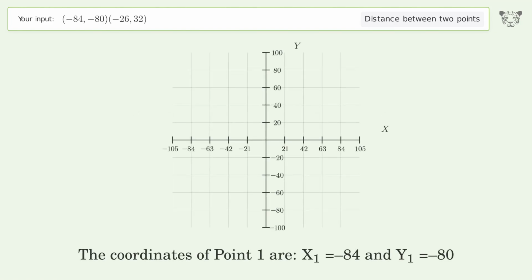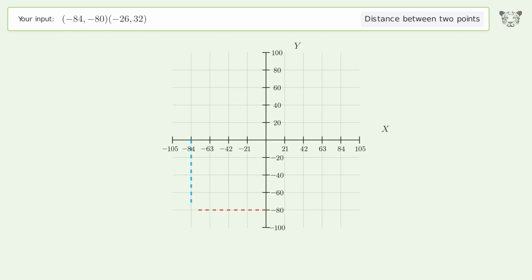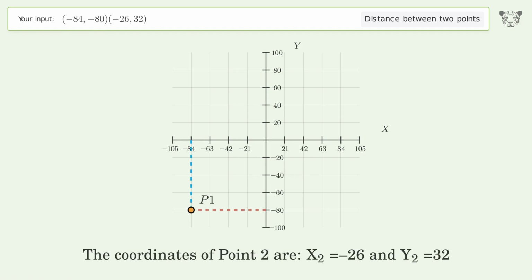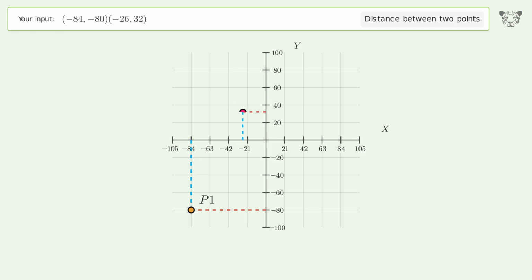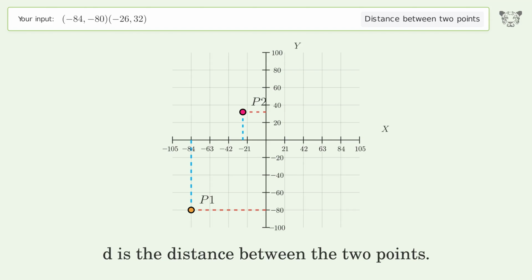The coordinates of point 1 are x1 equals -84 and y1 equals -80. The coordinates of point 2 are x2 equals -26 and y2 equals 32. D is the distance between the 2 points.